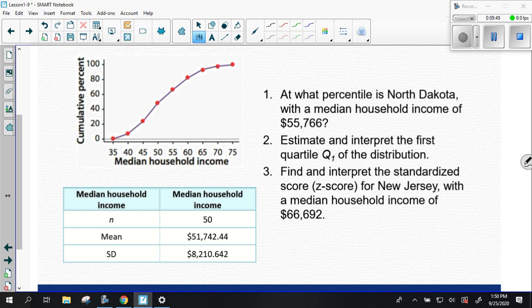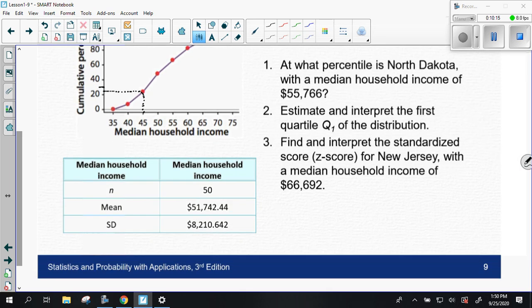So what we're being asked for is what median household income is at the 25th percentile. If I estimate that this is 30 here, then 25 is going to be about here. Now I'm going to go the other way. I'm going to make a dotted line and then go down. It looks like we're at 45. Now that we've got that estimated, let's also interpret it. So quartile 1 is $45,000.